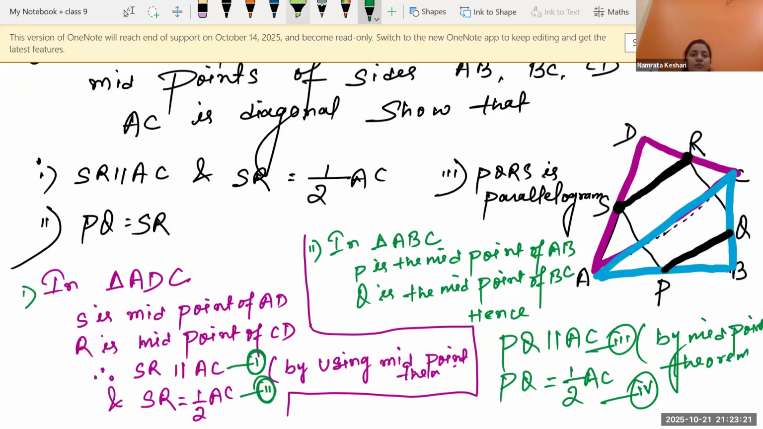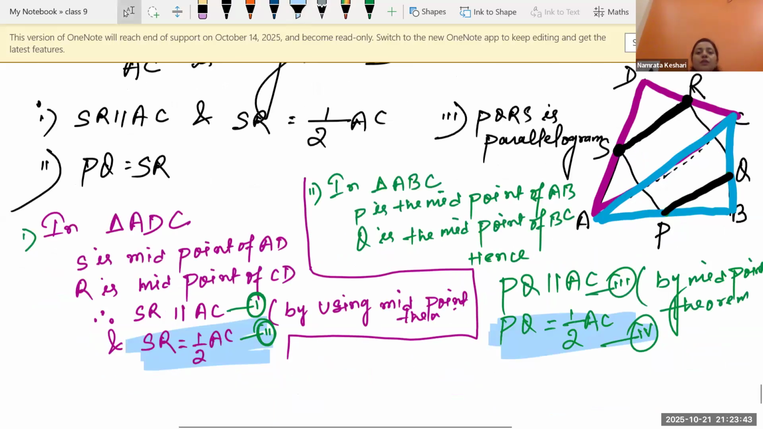Yes or no? Making sense? This highlighted part. SR is half of AC, PQ is half of AC. So from 2 and 4, we can say PQ and SR are both the same in length. Okay, we are done with the second part proof as well.